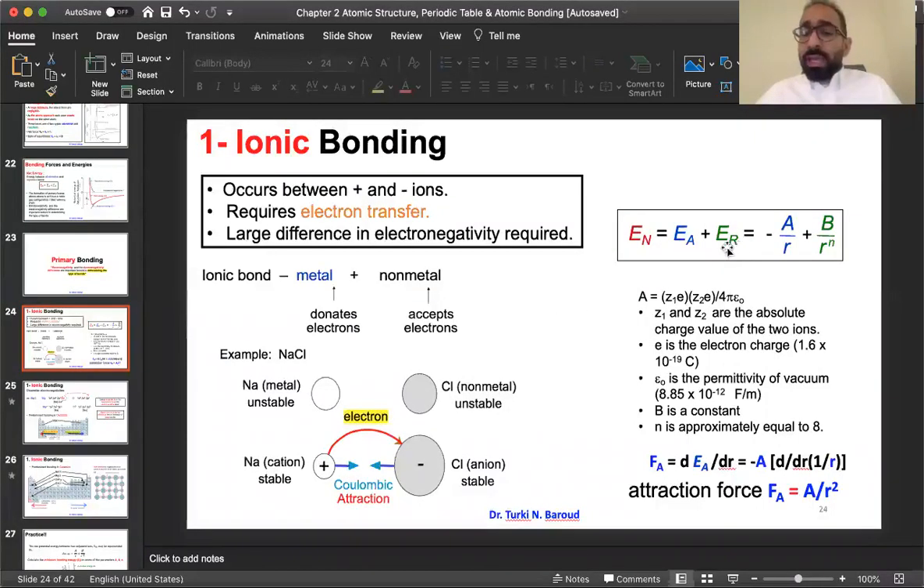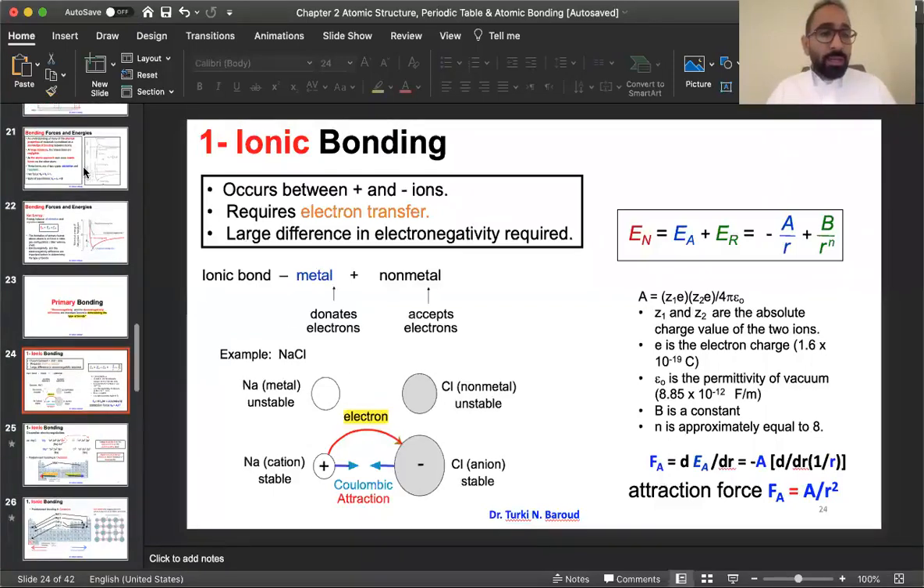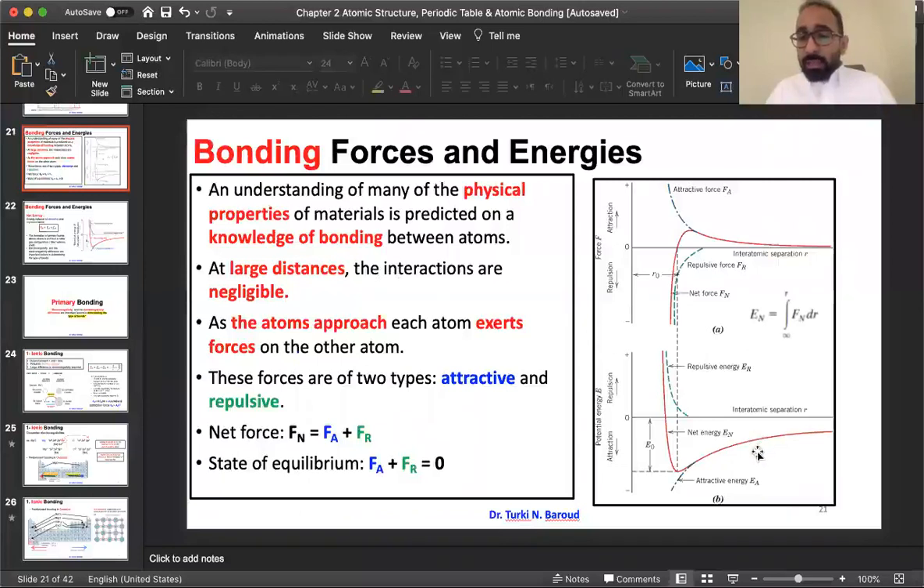Now we can say that the attraction energy is a function of the interatomic spacing. As you bring them closer to each other, we can plot the attraction. So let's go back here. You notice that EA is a function of R. So we can plot the value of the attraction energy against R. Similarly for the repulsive energy, and similarly for the net energy.